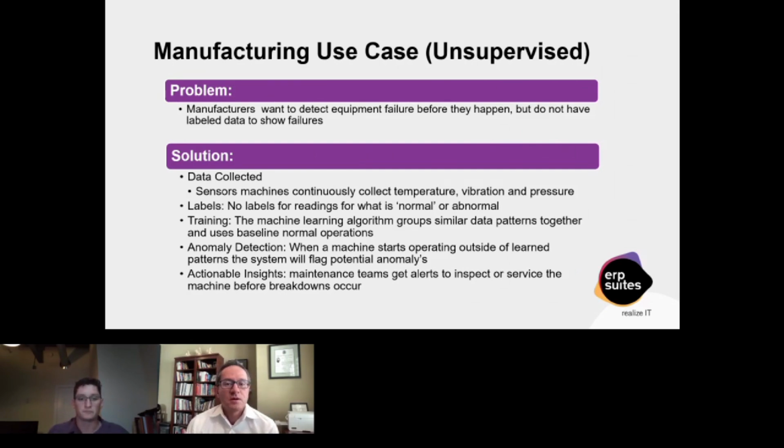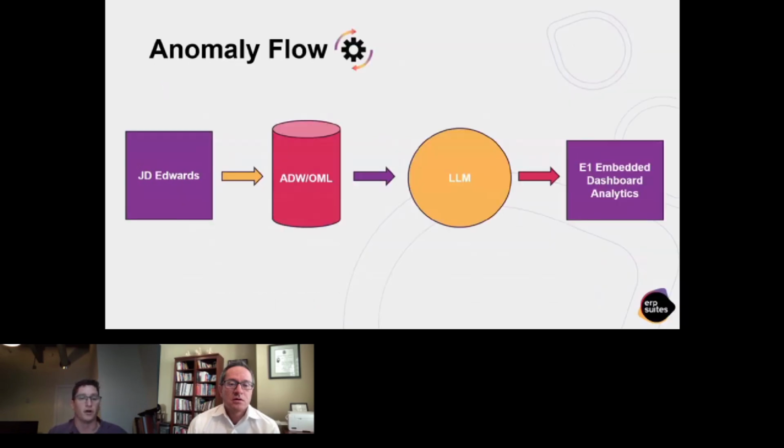Yep. So with that, we're going to move on to the anomaly flow here. With this, we're going to talk about the demo we're going to show today. I just wanted to give a high level flow of what it looks like. On the left there, you'll just see the box. That's just JD Edwards. So that's your JD Edwards data.